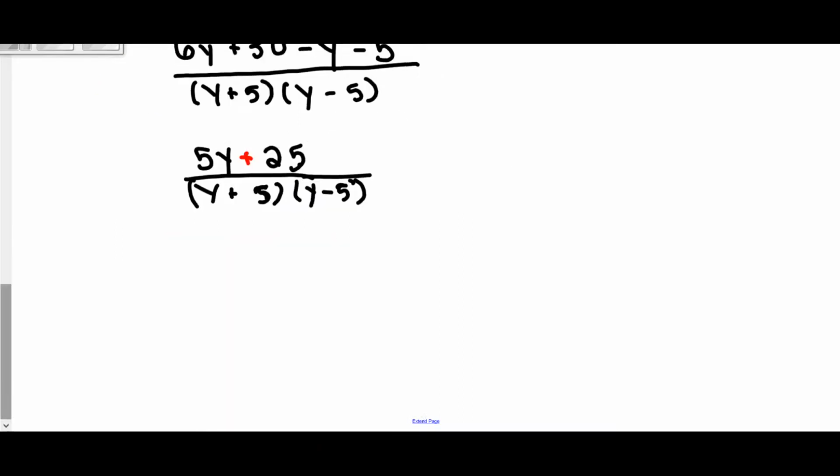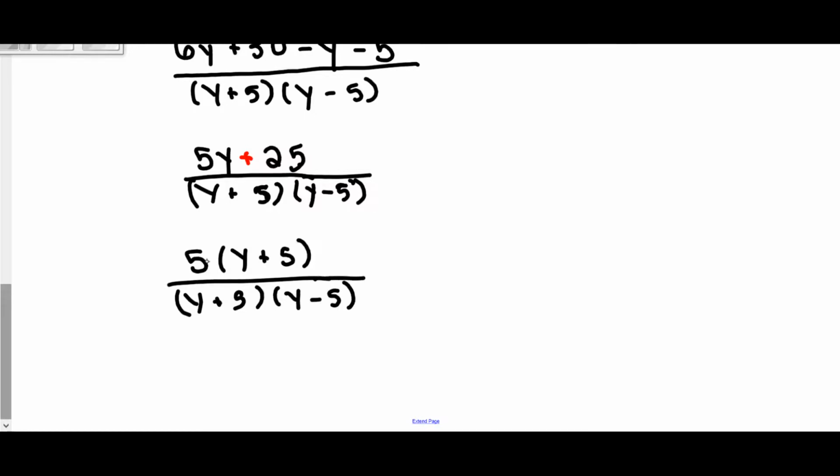So we're almost done. We're almost totally simplified, but we can simplify this just a little bit more. I'm going to pull out a GCF in the numerator of 5, which would leave me with y plus 5 over (y plus 5)(y minus 5). Well, we have a common term of y plus 5, so I'm going to cross those out, and I am left with 5 over y minus 5. And that is totally simplified.